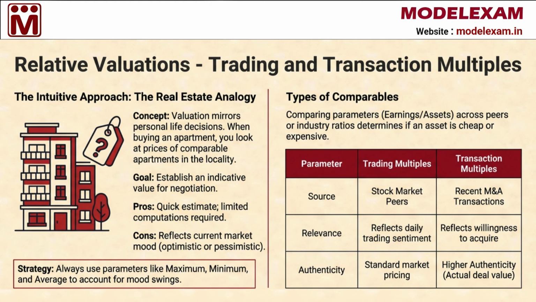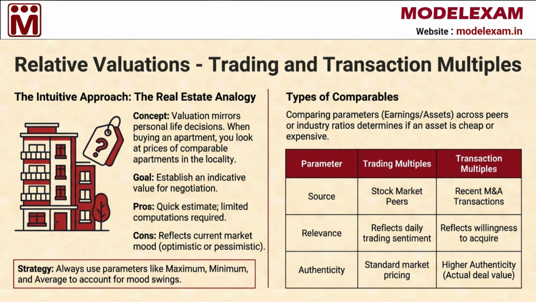This is exactly how relative valuation works for businesses. It is an intuitive approach where we establish an indicative value for negotiation. There are two main types of comparables we use in this process. First, we have trading multiples. The source for this data is stock market peers and it reflects the daily trading sentiment.